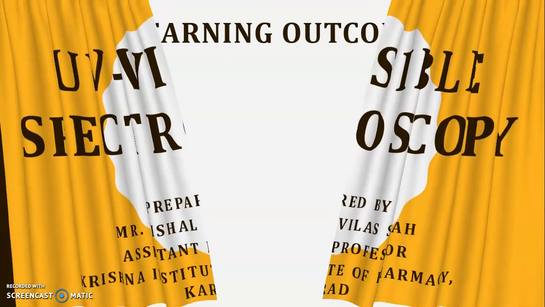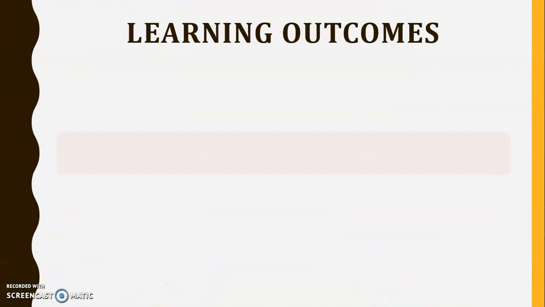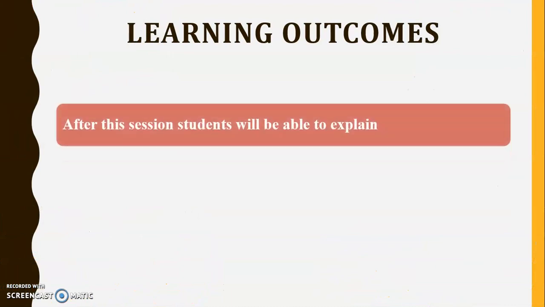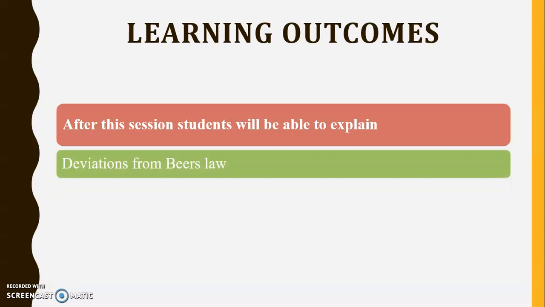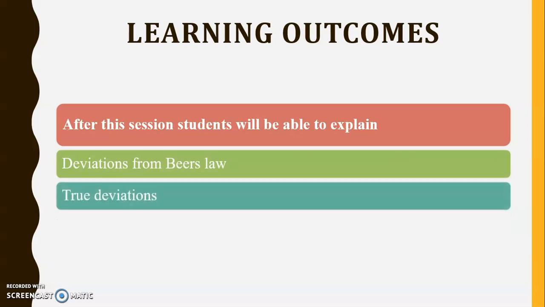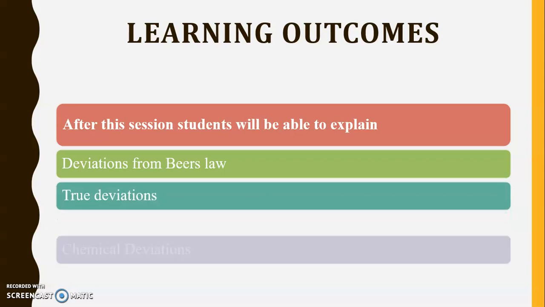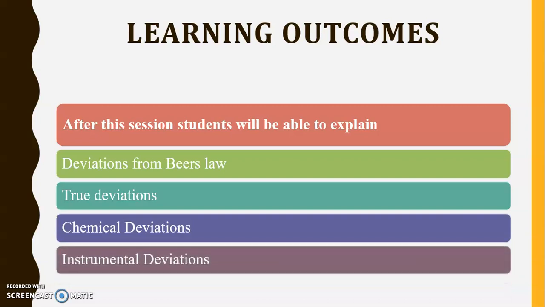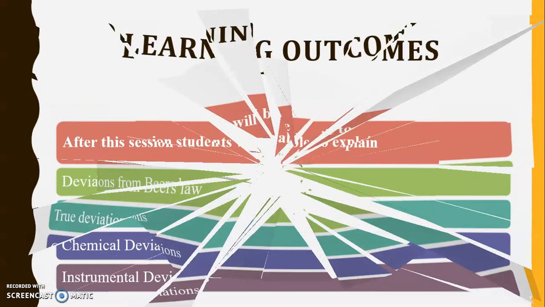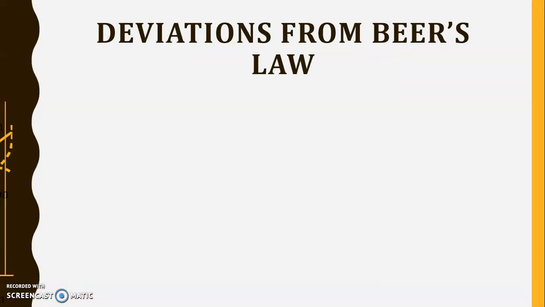Before that, we will first see the learning outcomes of this session. After this session, students will be able to explain the different deviations from Beer's law, then the true deviations, chemical deviations, as well as the instrumental deviations that occur in Beer's and Lambert's law. So we will start one by one.